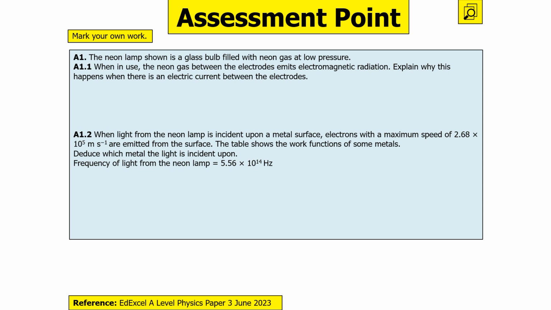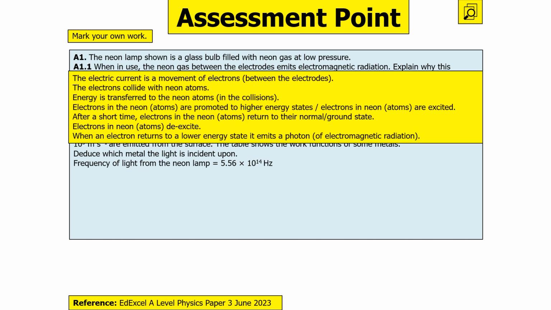Right, so in this first one, how does it work? Well, the electrical current is a movement of the electrons between the electrodes. Those electrons collide with the neon atoms. In that collision, the electrons transfer energy to the neon atoms. That makes the electrons in the neon atoms be excited to higher energy levels. So after a short time, they'll then de-excite back down to their normal state. When the electrons in the neon de-excite, that will emit a photon of electromagnetic radiation.